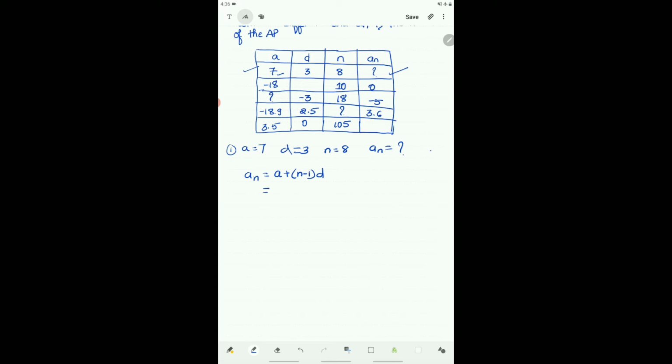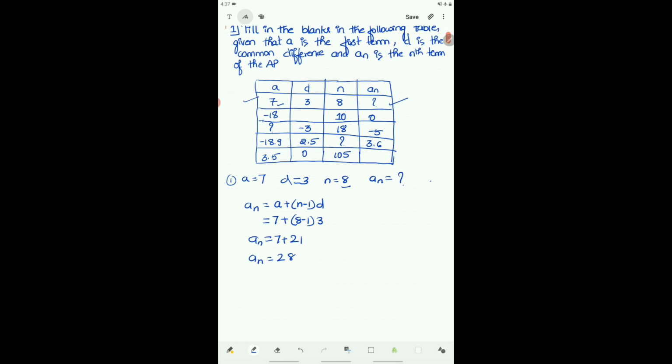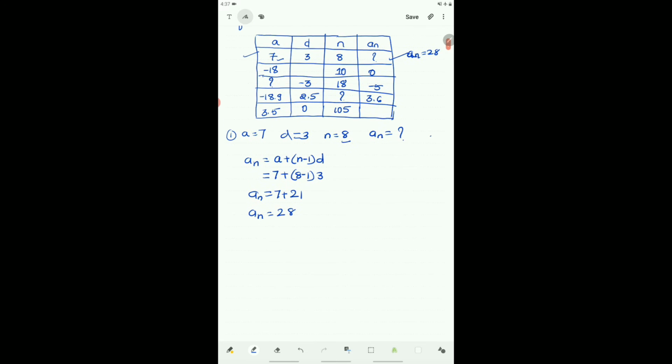Here a is 7, plus n is 8 minus 1, into d is 3. That is An is equal to 7 plus 8 minus 1, which is 7, and 7 times 3 is 21. Then An is equal to 28. So here An is equal to 28.